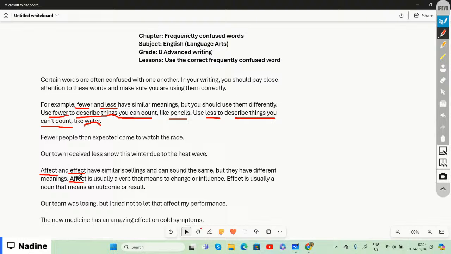And then we have the word effect. And effect is usually a noun that means an outcome or result. The effect of the march that we had against bullying was this, that, and the other. It is the results or the outcome of something.